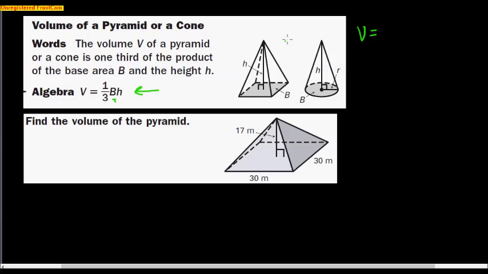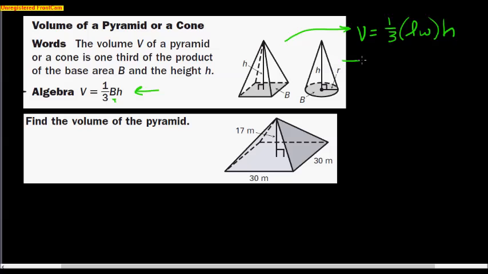If I'm talking about the pyramid, I'm going to use this. The uppercase B is in this case a rectangle down here. The base of this is a rectangle, so I would take the uppercase B out and put in a length times a width of the base. And then this height is the overall height of the pyramid.